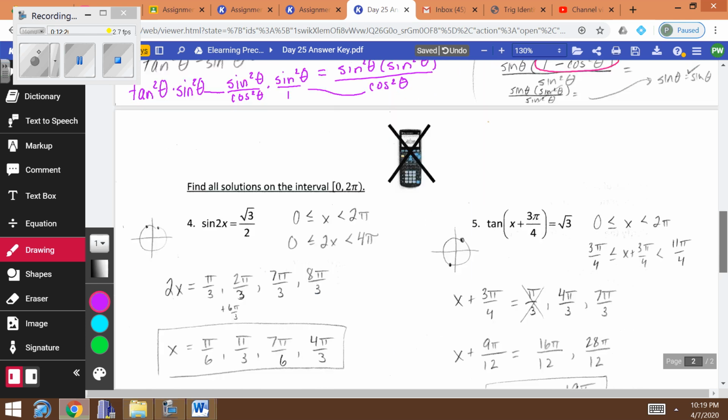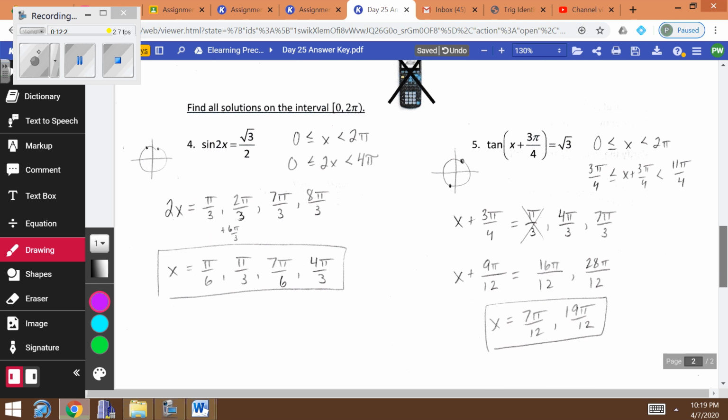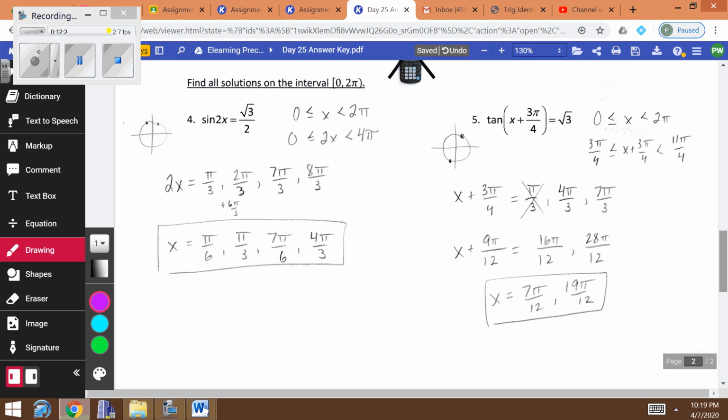Okay, let's take a look at some of the review problems. Number 4 I had done in my previous video. Number 5 is similar. Instead of having the times 2x, here we have a translation. Phase shift is what it's called here. So I have my interval from 0 to 2 pi. If I add 3 pi over 4 to every part of that interval, we get this new interval that we're looking at. Okay, so this inside part, the x plus 3 pi over 4, again, we want to know where is the tangent the square root of 3.